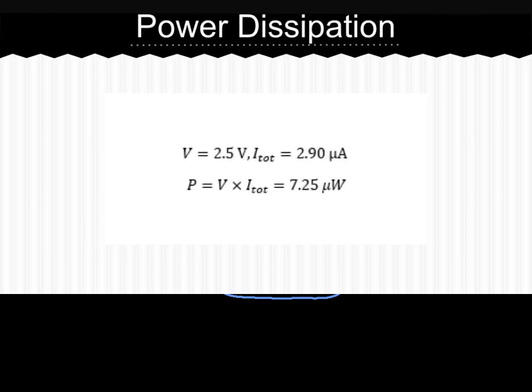And then lastly, power dissipation. We looked at how much current our amplifier was drawing from the source, and then multiplied that by the source voltage to get 7.25 microwatts.